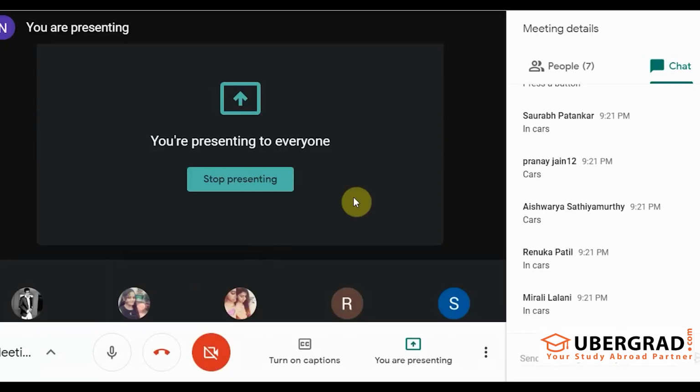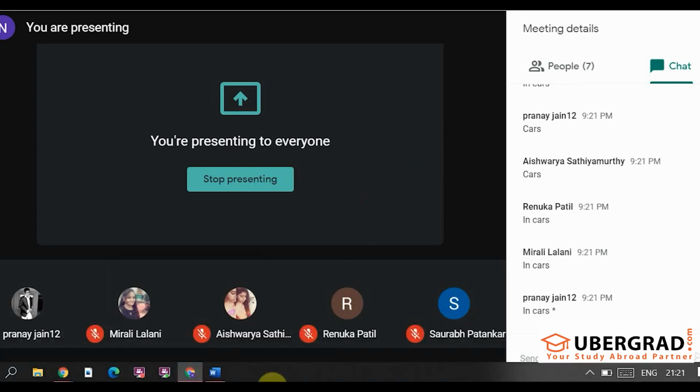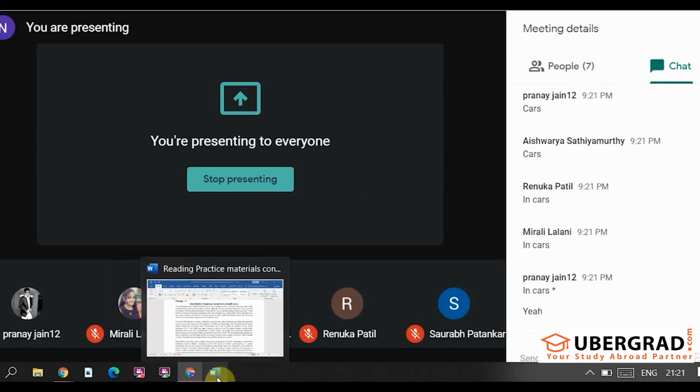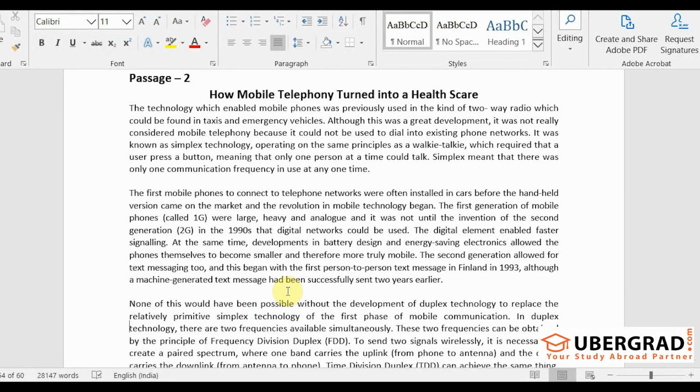So wherever it is used in cars. So the answer should be in cars, right? Then only it will make sense. Wherever it is used in cars, right? So the answer should be in cars. Pranay, yes. Okay, Ashwarya, in cars. Right.